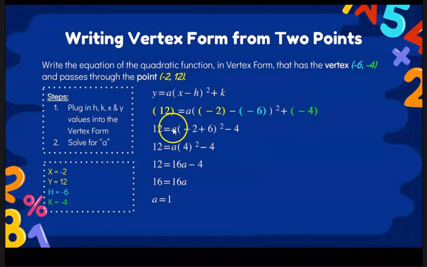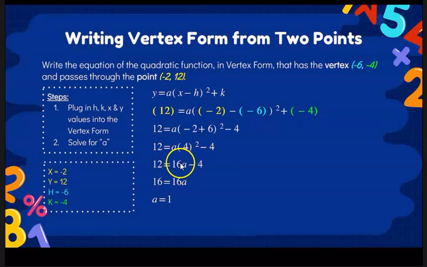I clean it up a little bit, so this is really 12 equals a, negative 2, double negatives, when you subtract a negative, it's really adding. So negative 2 plus 6 squared, and then when you add a negative, it's really just subtracting, so minus 4. So I cleaned it up. From here, I want to simplify it a little bit more, so I know negative 2 plus 6 is positive 4, and I know 4 squared is 16, so instead of writing a16, I just rearranged it to be 16a.